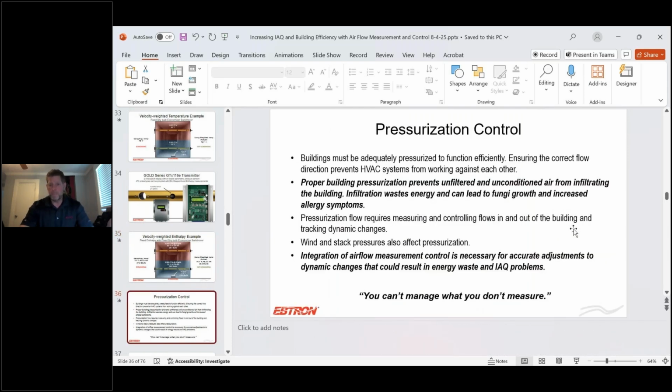So utilizing measurement and control for airflow affects pressurization of buildings, okay? Proper pressurization of the building prevents unfiltered, unconditioned air from infiltrating the building. Every time somebody opens a door, opens a window, maybe there are cracks in the walls or ways that air can leak through the building. If you have a negatively pressurized building, these things can enter the building without being treated. And that's going to cause indoor air quality issues, moisture, different things like that, right?